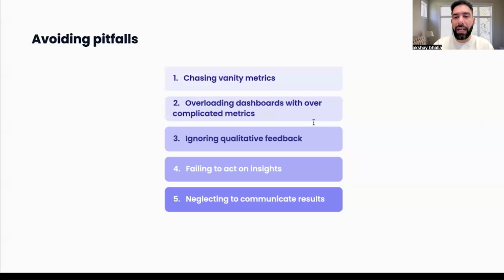Last is neglecting to communicate these results to your teams. Even when you're tracking the right metrics, failing to share the results with the stakeholders can really undermine the value of your efforts. So, a strong culture of measurability requires transparency, both in celebrating wins and addressing the areas for improvement using the data that you have gathered. So, use the dashboards, reports, and visualizations that you have created to make the data accessible and actionable for your team and leadership.